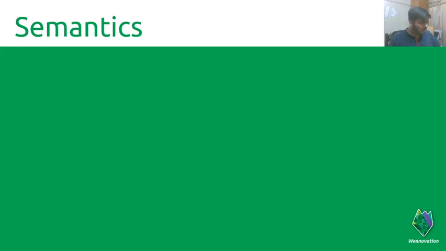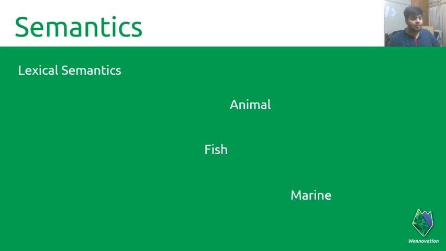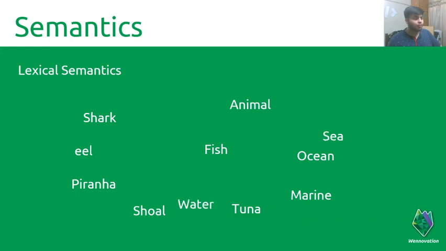Okay. So now, one type of semantics is lexical semantics, which represents the relationship of one word or phrase with other words, or simply the association of one word with another word. Think of the word fish, and think of the word animal: marine, shark, eel, piranha, shoal, tuna, ocean, water, sea. And fish might live in water. Fish might be a tuna fish, or fish might live in the marine.